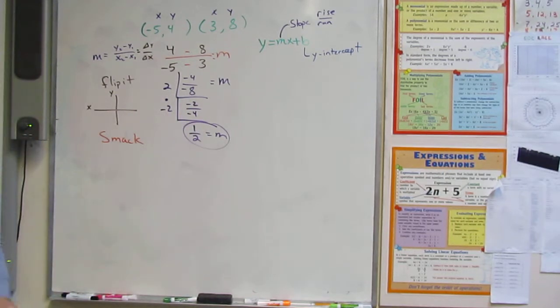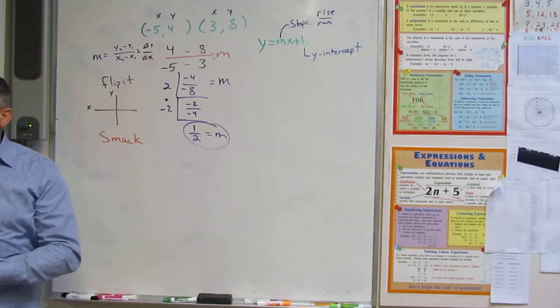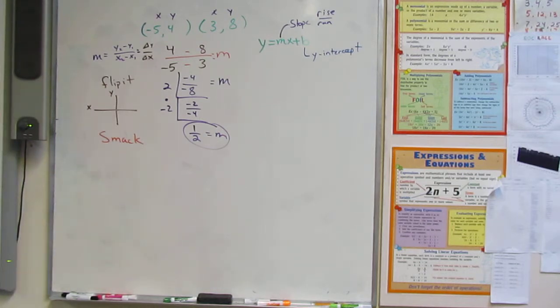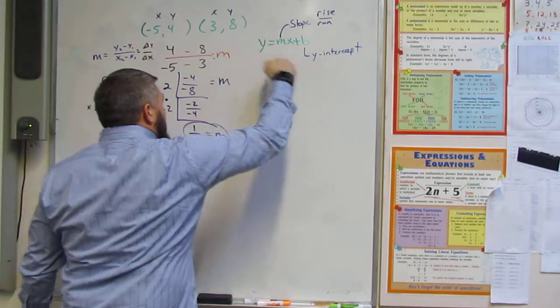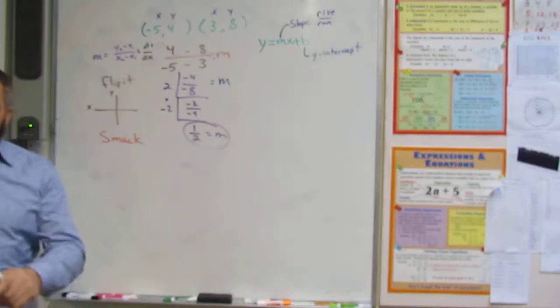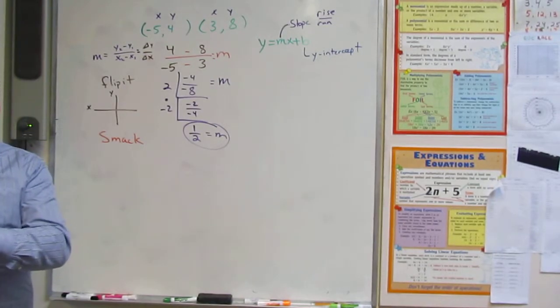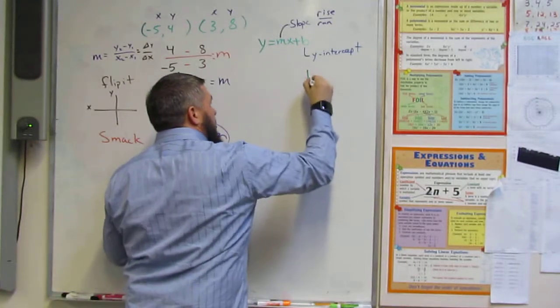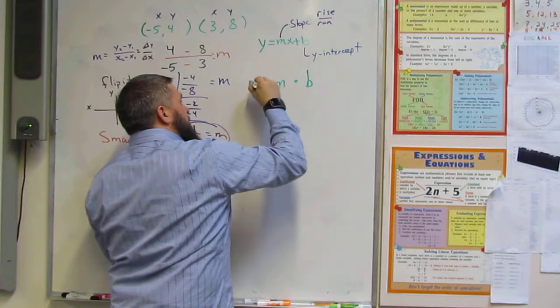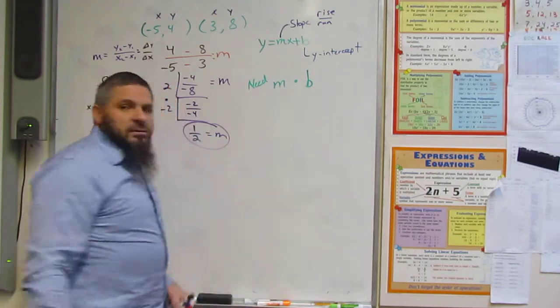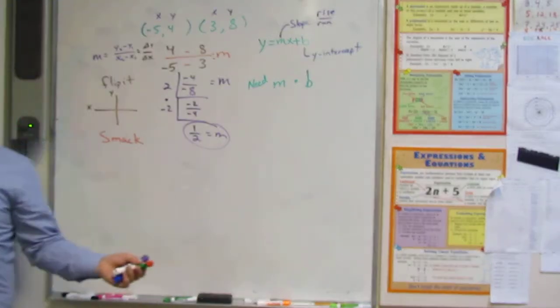Alright, so that's flipping this back in. That's y equals mx plus b, finding the slope. Okay? Now to create the equation, I need to take this slope and put it into this equation to find b. I need two things. I need b and I need m. We already have m. So now all I need is b.